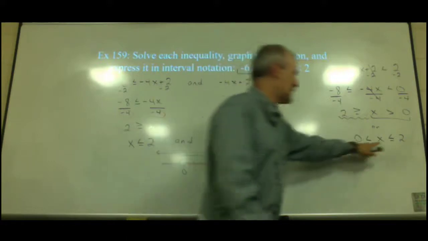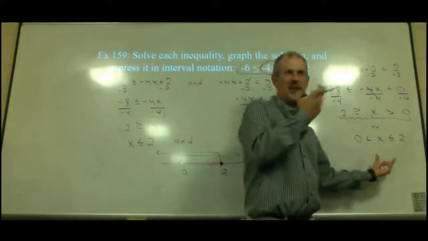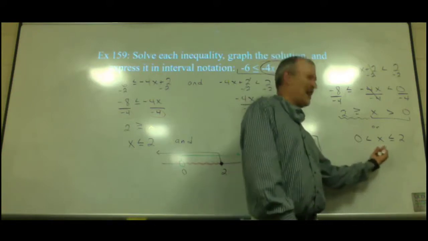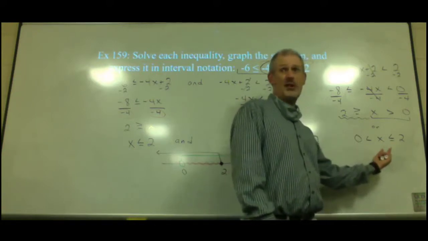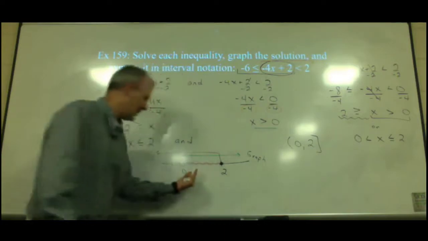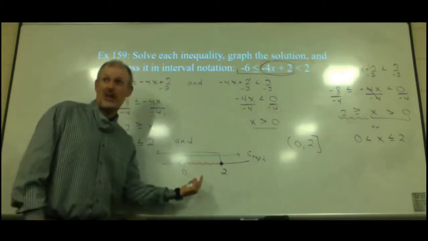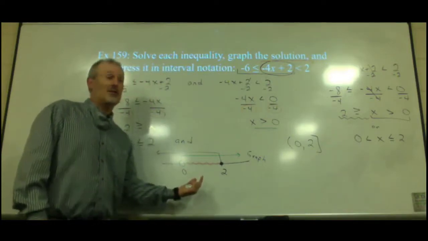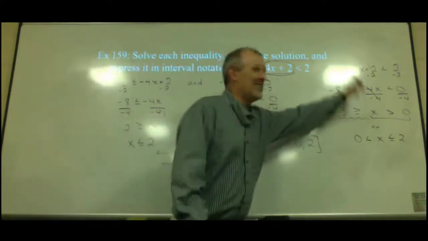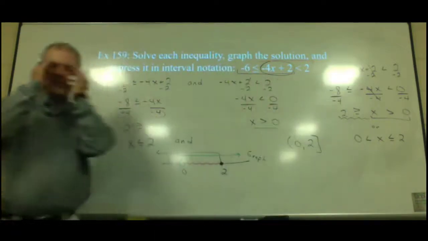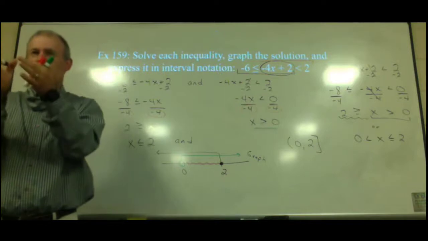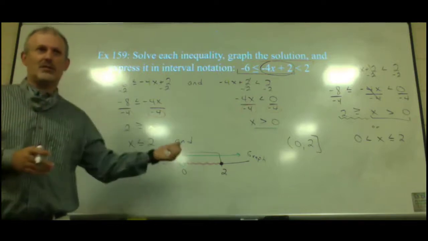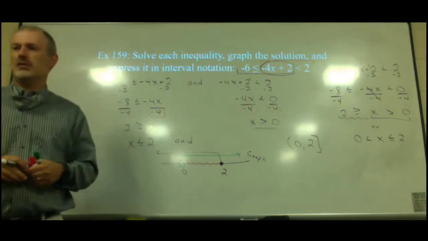And if you notice, this actually visually makes more sense, because what does this say? X is between 0 and 2, right? And isn't that what we see? The solution area is between 0 and 2. So I actually, if I can do it this way, I like this way better, because you visually get that picture of, oh, it's between 0 and 2. And that's exactly where it is. It's between 0 and 2.